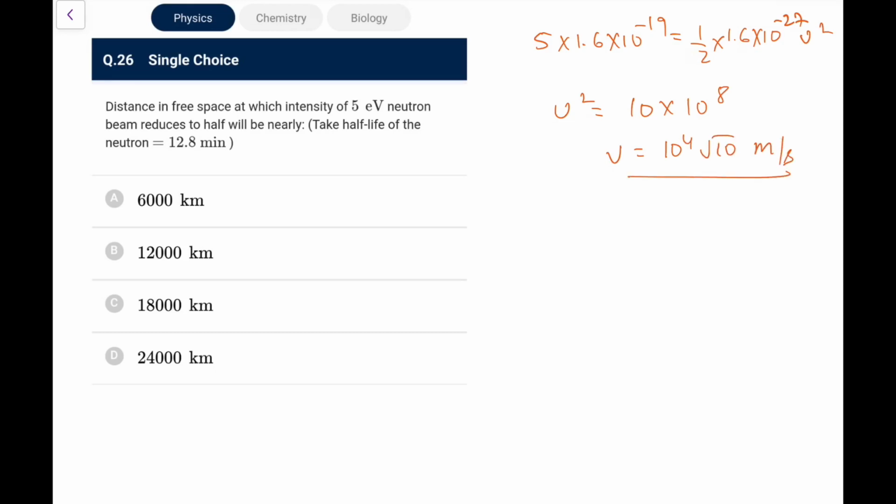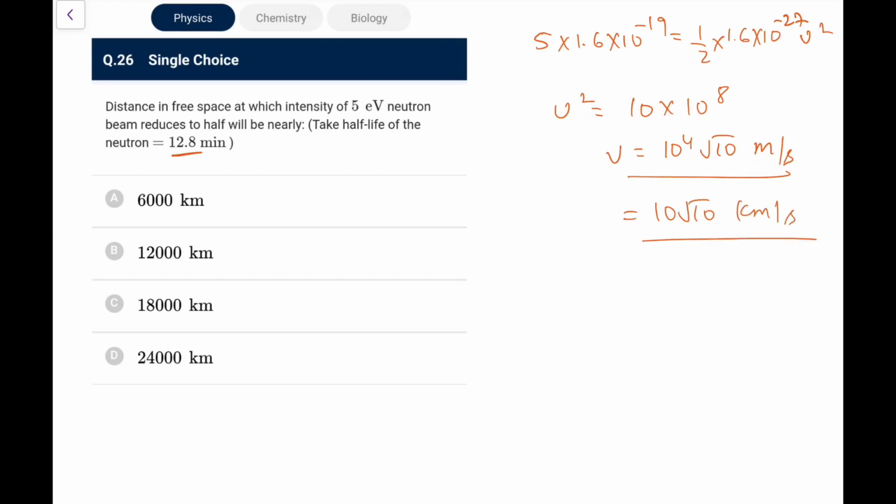Take the half-life to be 12.8. For a 5 eV neutron, first of all you need to calculate the speed. So 5 into 1.6 into 10 to the power minus 19 equals half the neutron mass, which you take as approximately 1.6 into 10 to the power minus 27, into v square. So v square is approximately 10 to the power 8. So v comes out as approximately 10 to the power 4 into root 10 meter per second, or you can say it is 10 root 10 kilometers per second, that would be better.